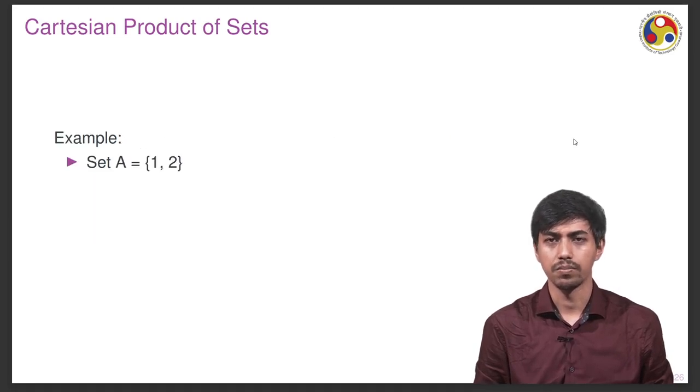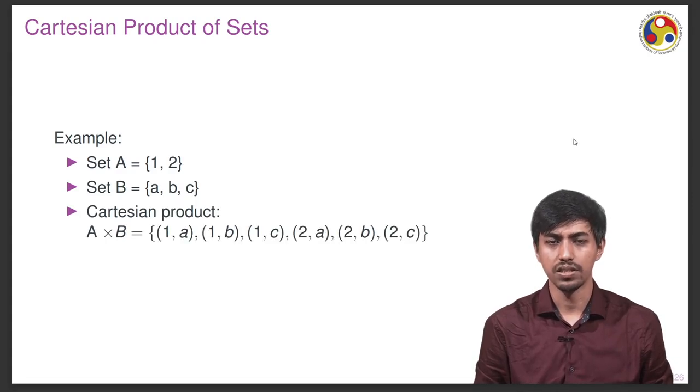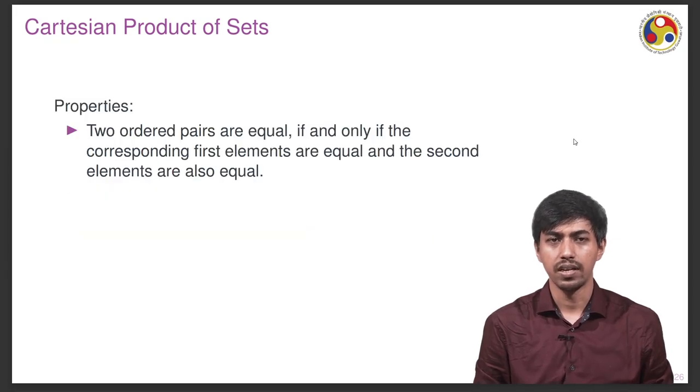Now let's look at an example. If we consider set A with elements 1 and 2 and set B with elements small a, small b and small c, then the Cartesian product will be the set with the following ordered pairs: (1,a), (1,b), (1,c), (2,a), (2,b) and (2,c). There are certain properties of the Cartesian product of sets, so let's look at them.